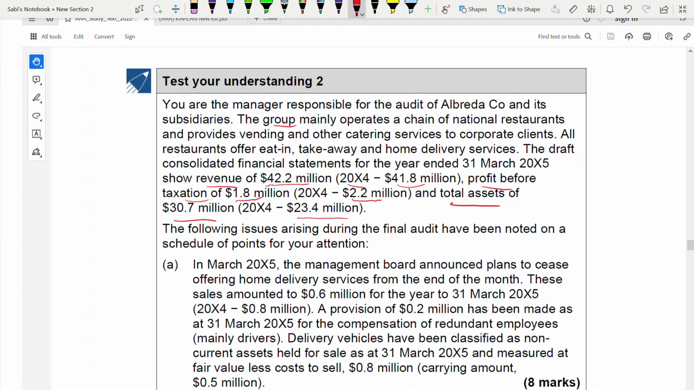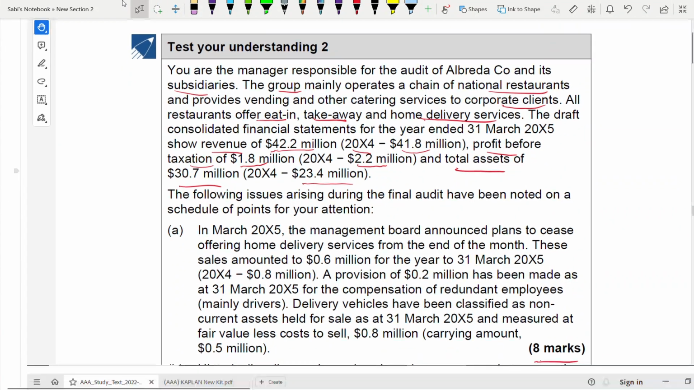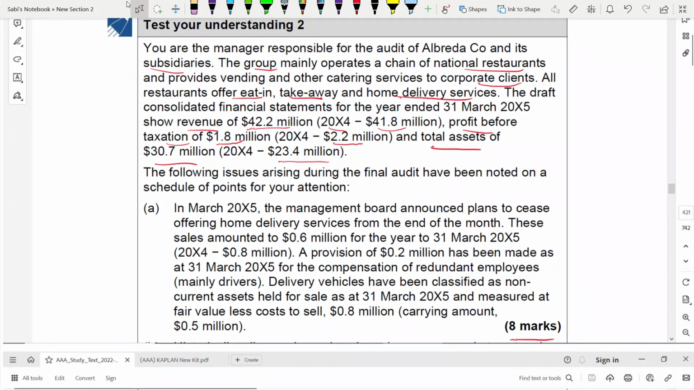Albredra and subsidiaries, and they are into national restaurants. They provide vending and other catering services to corporate clients. They have take-in, takeaway and home delivery service. So in A, what they are doing is they are planning to cease the home delivery service.